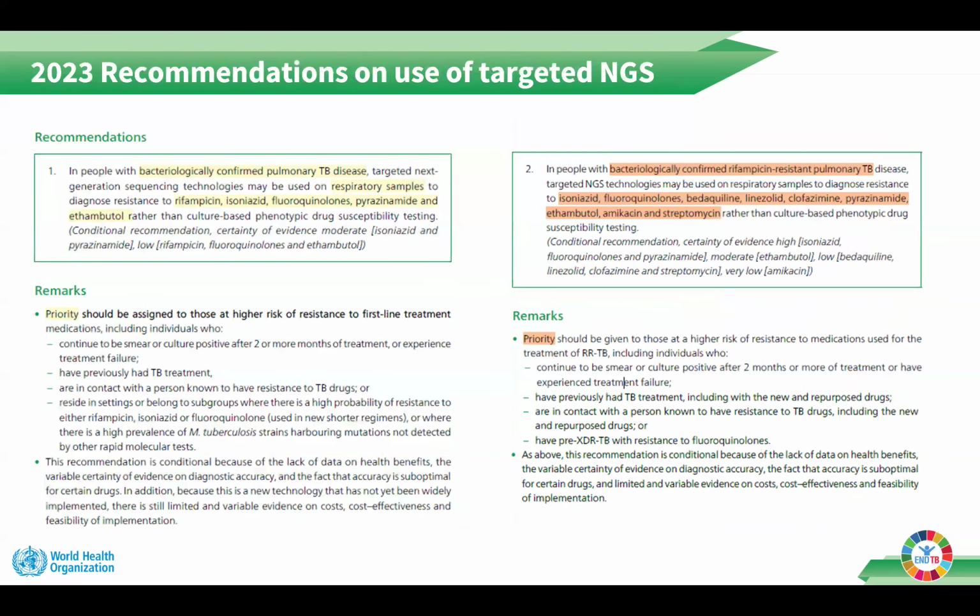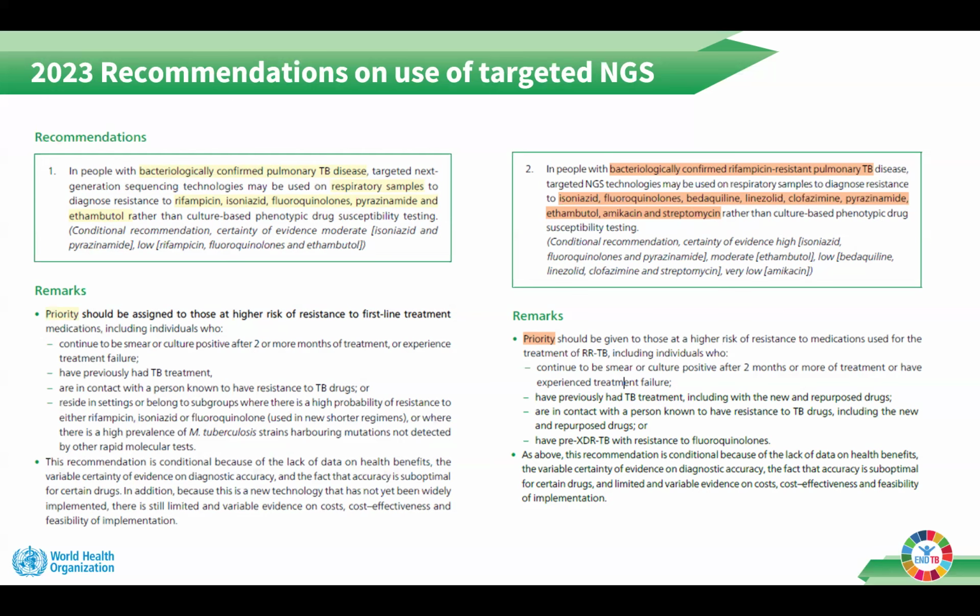So these are the 2 recommendations with the remarks for the use of this technology for drug-resistant TB. On the left, we have in people with bacteriologically confirmed pulmonary TB disease, TNGS technologies may be used on respiratory samples to diagnose resistance to the first-line TB drugs. However, the remark highlights that priority should be assigned to those at higher risk of resistance to first-line treatment, such as those that continue to be smear or culture positive after 2 or more months, have previously had TB treatment, are in contact with a person known to have resistance to TB drugs, or reside in settings or belong to subgroups where there's a high probability of resistance.